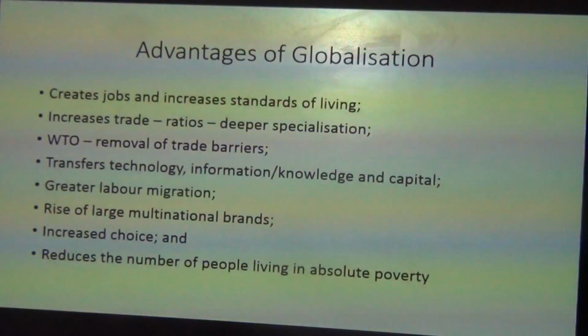Okay, let's flick back to the next advantage. Globalization also transfers technology, transfers information or knowledge, and it transfers capital. Generally, that would be a one-way street, you'd have to say, the developed nations transferring technology into the developing nations, transferring their information and know-how and knowledge and education.